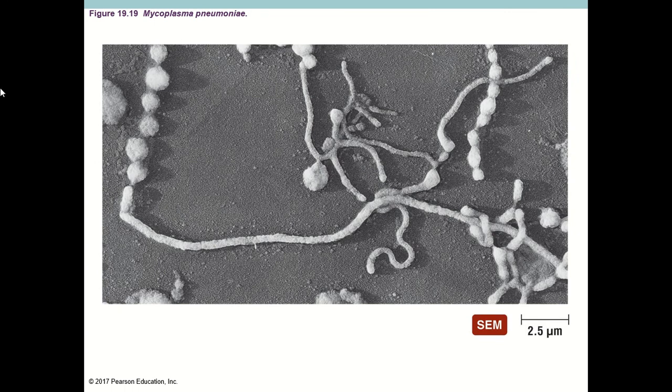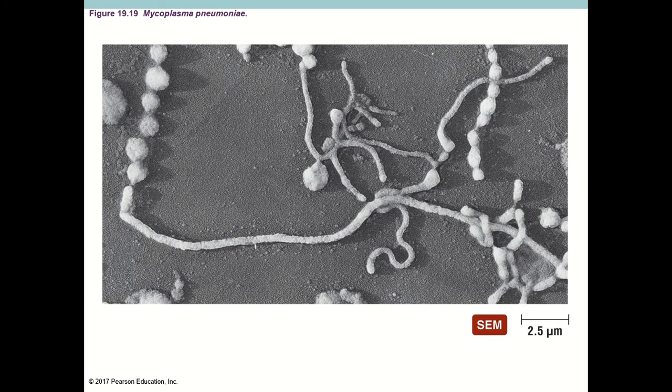Okay, so the next genus is the Mycoplasma genus. We're looking at Mycoplasma pneumoniae right here in this scanning electron micrograph, magnified to 2.5 micrometer magnification here. So what these microorganisms are going to do is, well, first of all, they're one of the smallest microorganisms that can colonize the human body and act as pathogens. But once they do colonize, then they will attach to the epithelial cells of the lining of the respiratory tract.